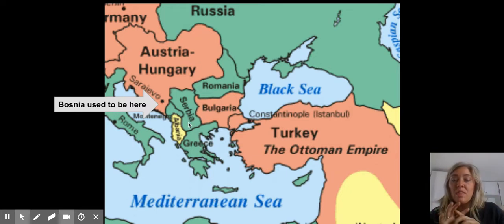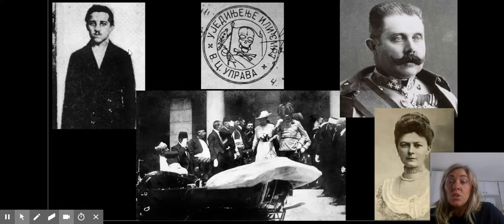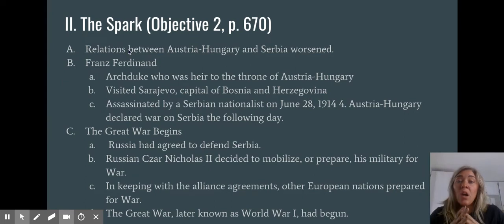And they speak a language called Slavic. They call it a Slavic language. It's kind of like Algonquin, which is just a language group. It's got a lot of similarities. But anyway, I'm getting myself distracted. So Austria-Hungary had taken over Bosnia.